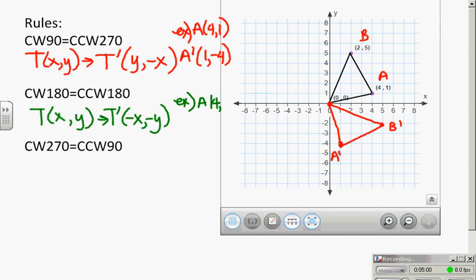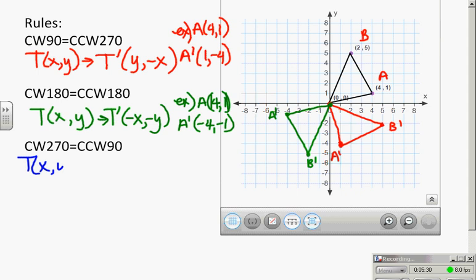So if I take my A that is at 4, 1, A prime, I don't switch order this time. I just do the opposite signs. So 0, 0 will stay at 0, 0. So I'm talking about -4, +1 for A prime. And I'm talking about -2, -5 for B prime. And there is my triangle there.